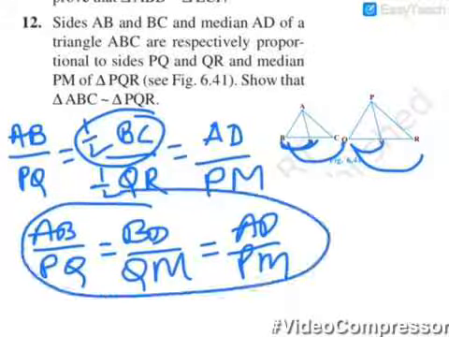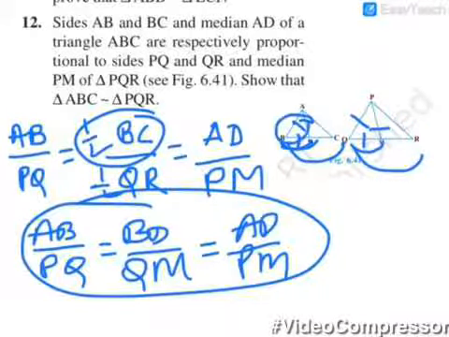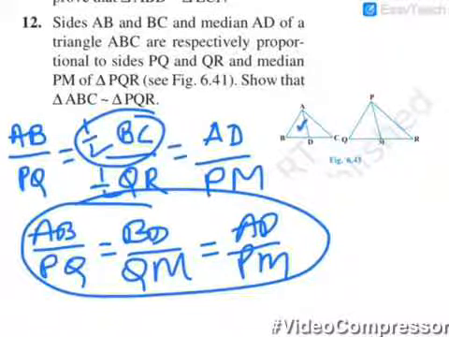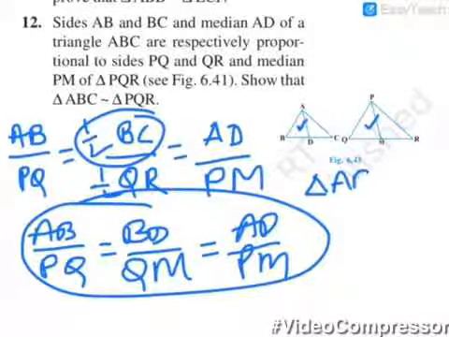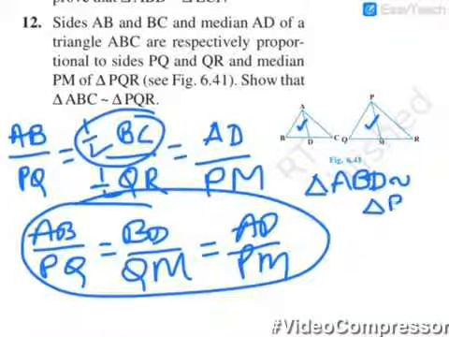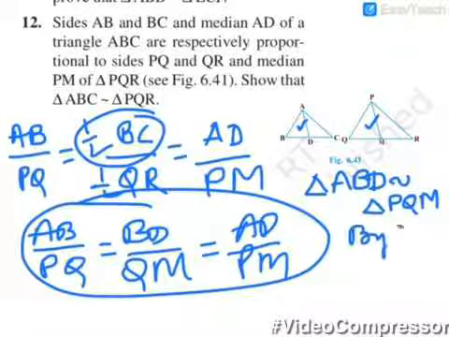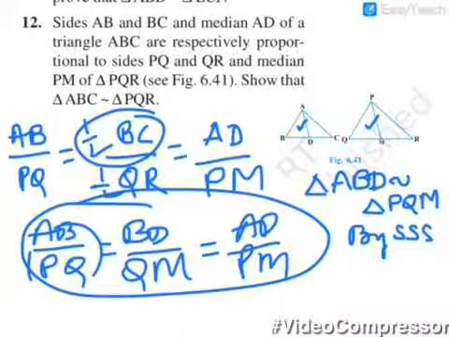Now if you observe these things, AB is proportional to PQ, BD is proportional to QM, and AD is proportional to PM. So these three sides of this triangle and three sides of this triangle are proportional. So what we can write is, this first part is similar to this first part, that is, triangle ABD is similar to triangle PQM. How can we say this? Because by SSS criteria, which we have proved, all the three sides are proportional, so both are similar.